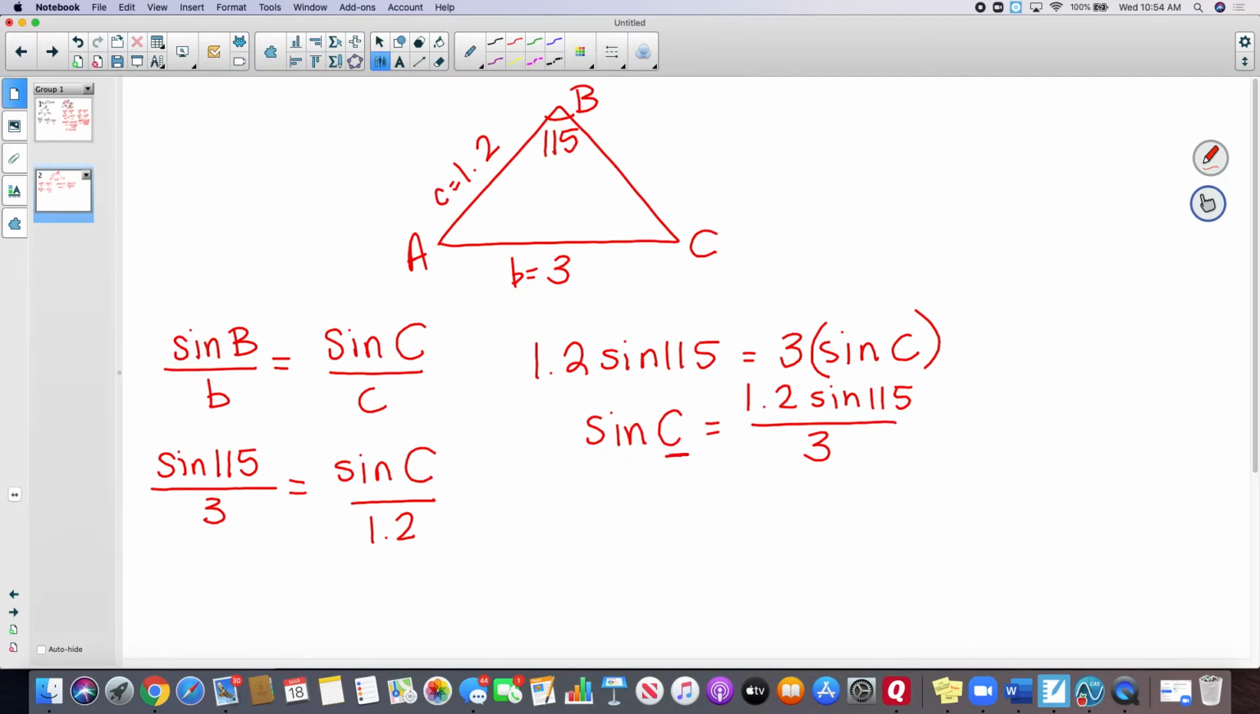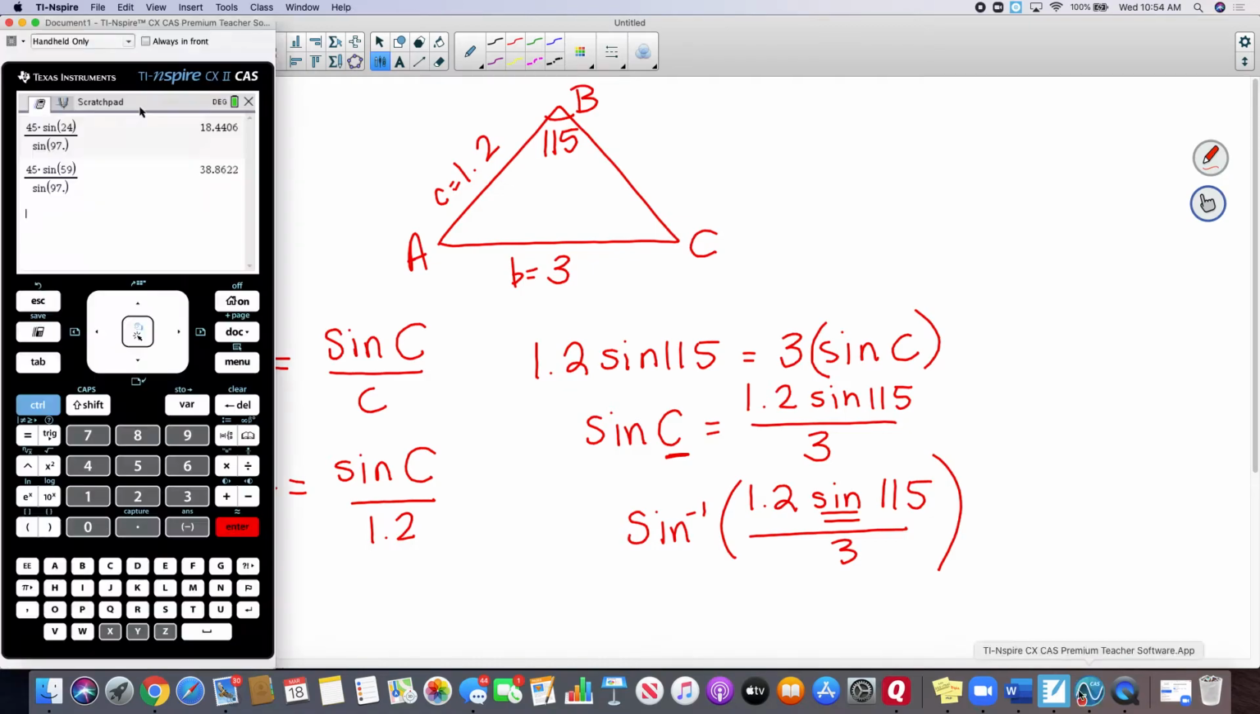Now we're looking for an angle measure. So that means in the calculator, we've got to type inverse sine. Then we're going to type 1.2. This is regular sine. And I'm going to show you how to type it in the calculator.